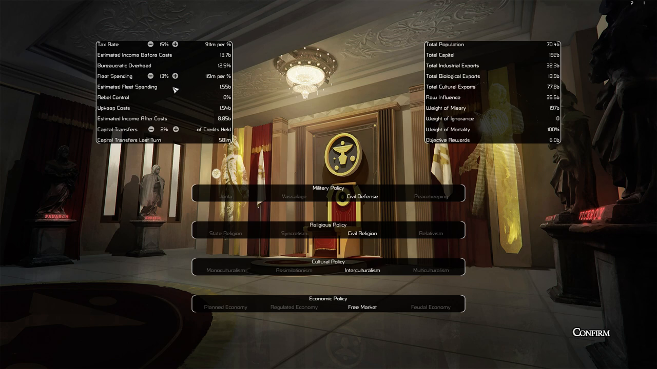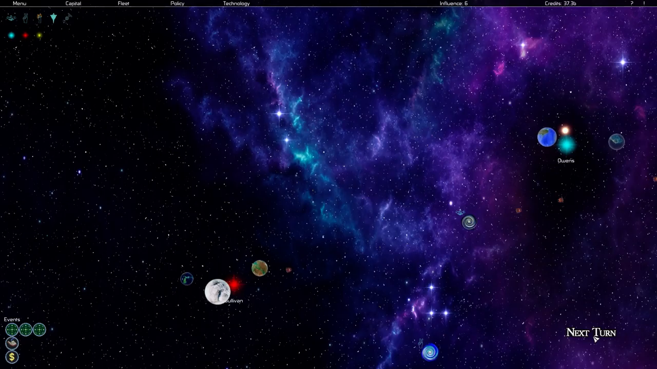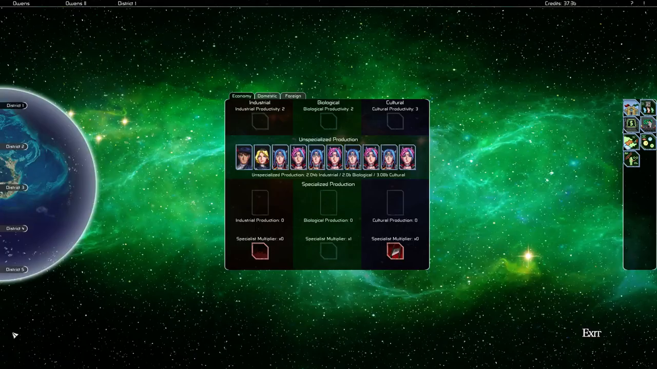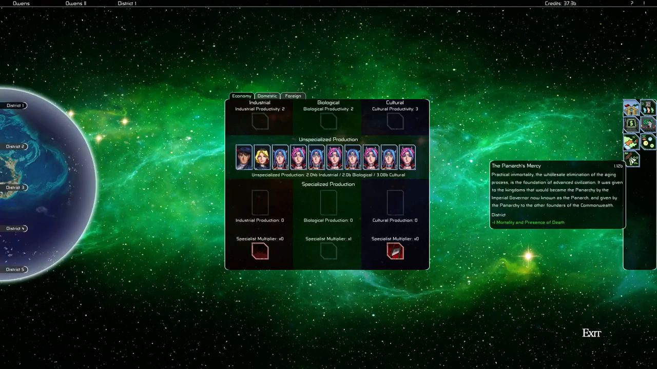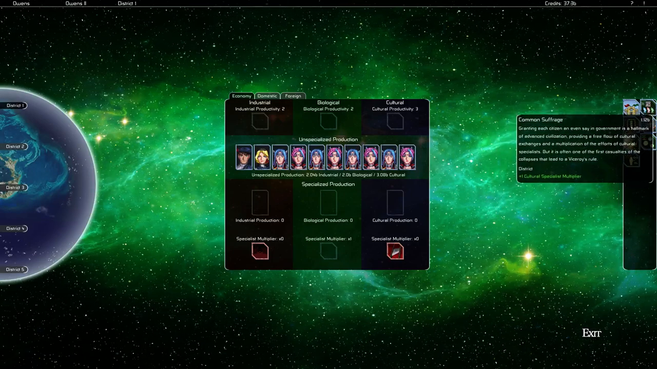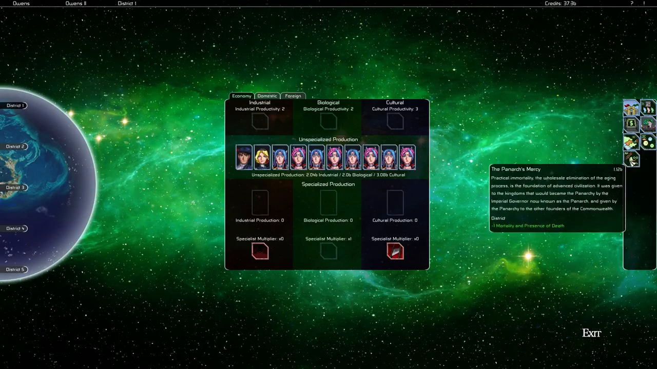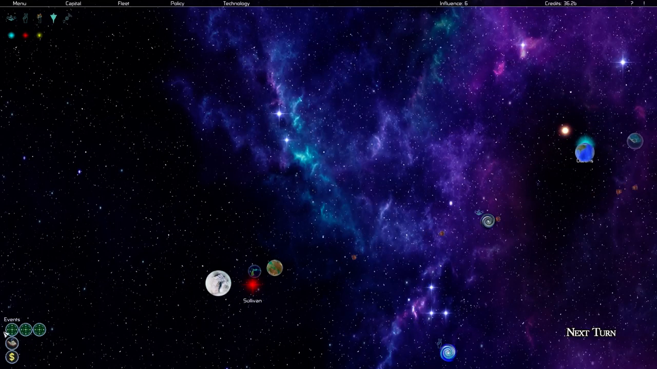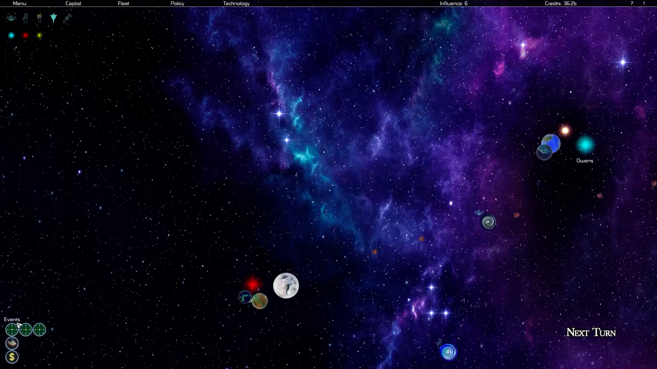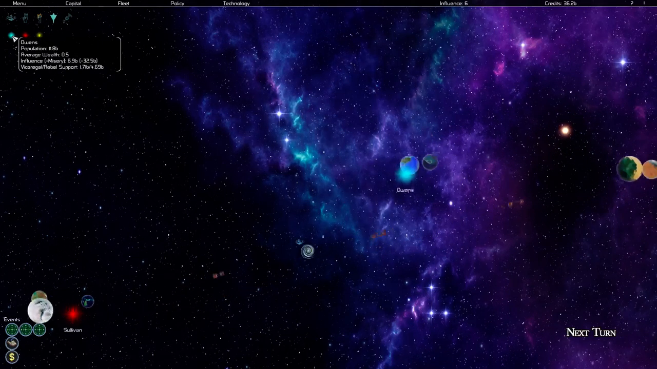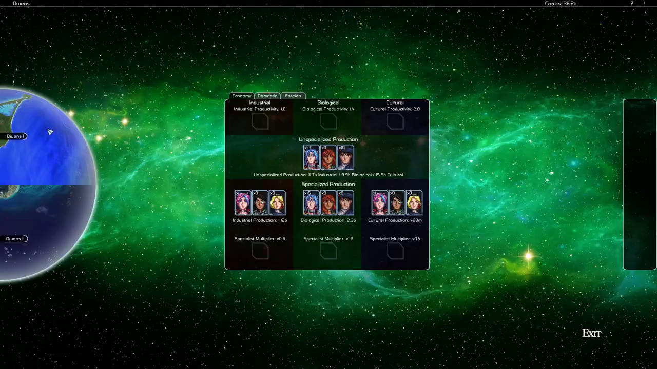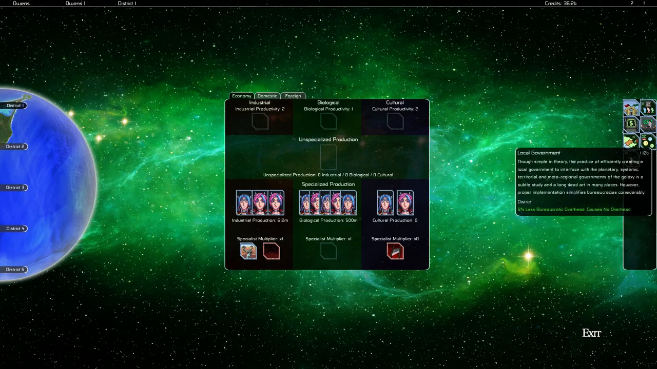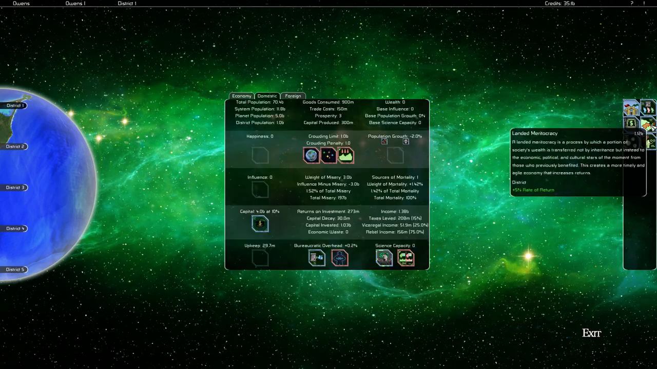Okay, so you can change the tax rate, you can check the fleet spending. There's a lot of stuff going on. Build a colonial office at Owens 2, District 1. Colonial office. I don't think we have the option. Oh, we do. Okay, great. All right, and then what do you want to do? Build at Owens 1, District 1. Build the education. There it is. Yes, beautiful.